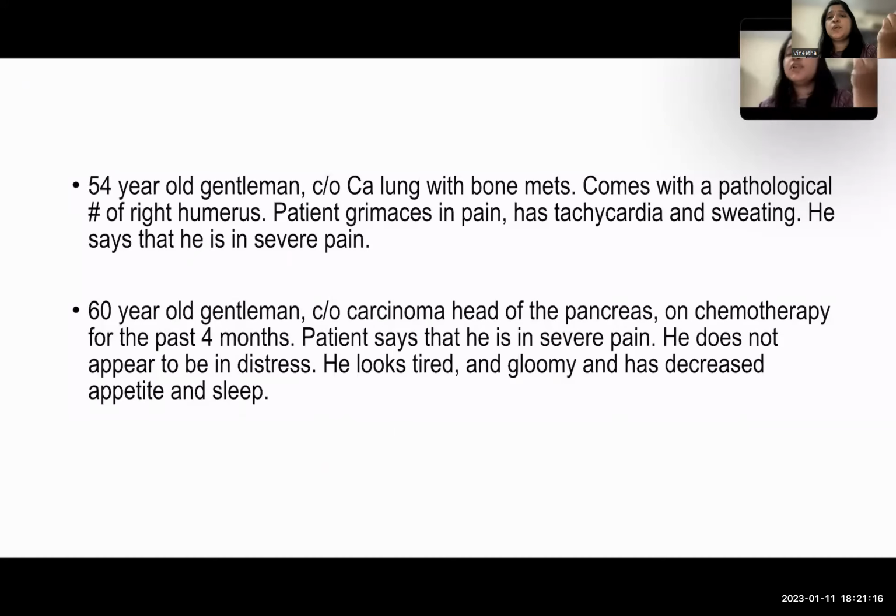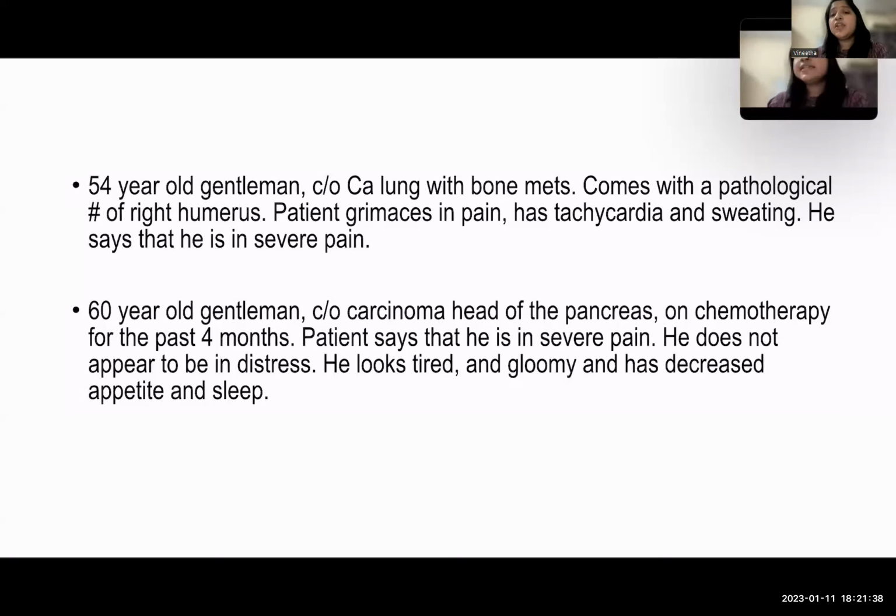A 54-year-old gentleman with metastatic lung carcinoma comes with a pathological fracture of the right humerus. It is a fracture and acute pain. The patient is wincing and grimacing in pain, has tachycardia, sweating, and he says that he is in severe pain. Everyone in the ER believes him, and there is no confusion.